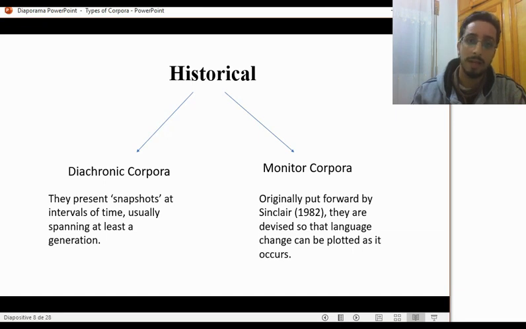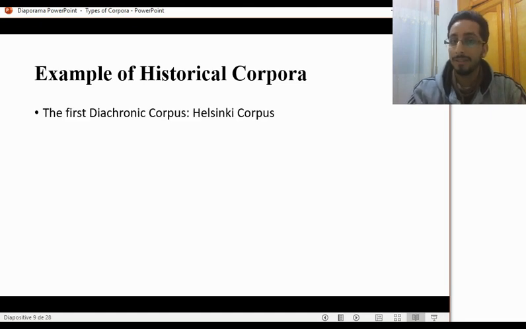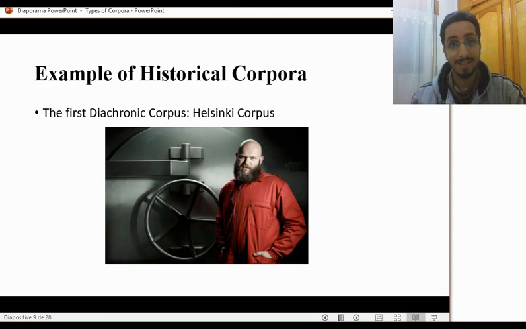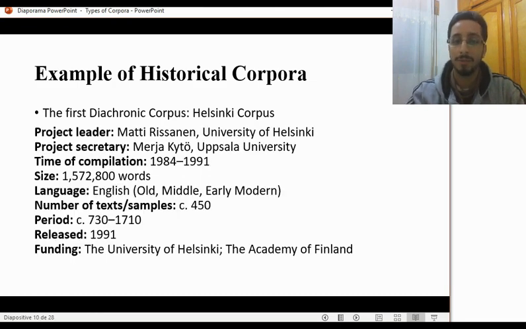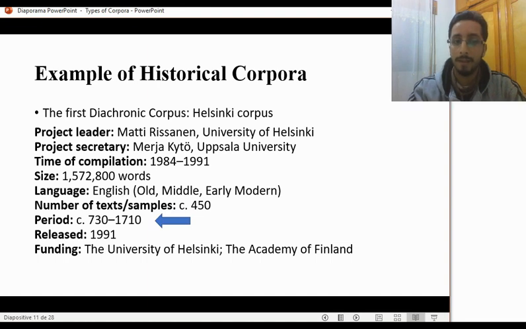Okay, moving on. Let's give an example. So an example of a historical corpus, again, the first corpus to be created in order to make historical comparisons, is a diachronic one, and it is named the Helsinki Corpus. Now, for those of you who are fans of La Casa de Papel, no, we're not talking about this Helsinki. Rather, we're talking about the corpus that was created in the University of Helsinki. So, as you can see, the corpus is made of approximately 1.5 million words. The language is English, and it differs from Old to Early Modern English. And what is of interest to us here is the period. So, the texts that make the corpus date way back to the years 730 and 1710. So it will be interesting to compare how the English used today differs from the English that was used back then. Just giving you ideas, right?